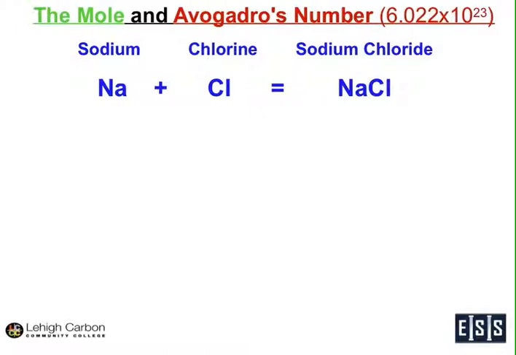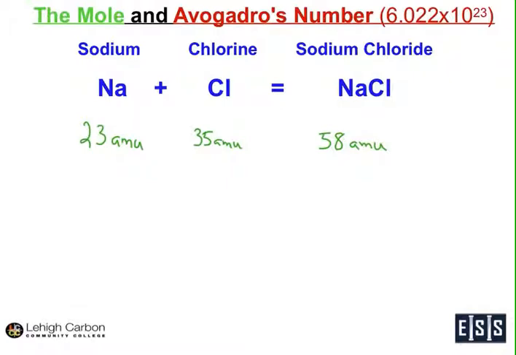And sodium and chlorine weigh different amounts. The atomic mass of sodium is about 23, and the units of atomic mass are AMU, atomic mass units. And chlorine is about 35 AMUs for each atom. So if you react these two elements together, you would make a sodium chloride molecule that would, added together here, weigh 58 AMUs, atomic mass units.